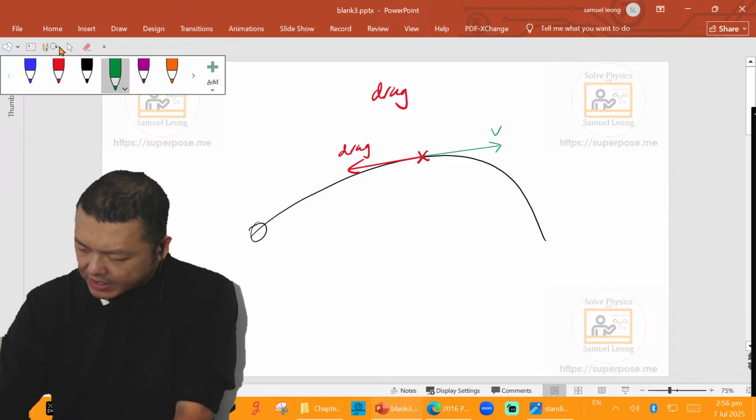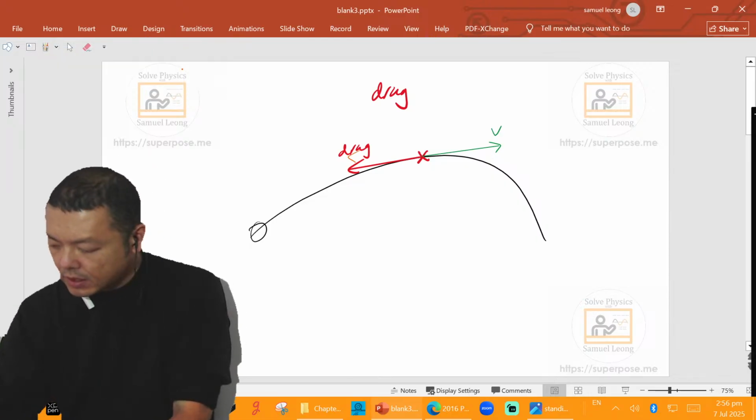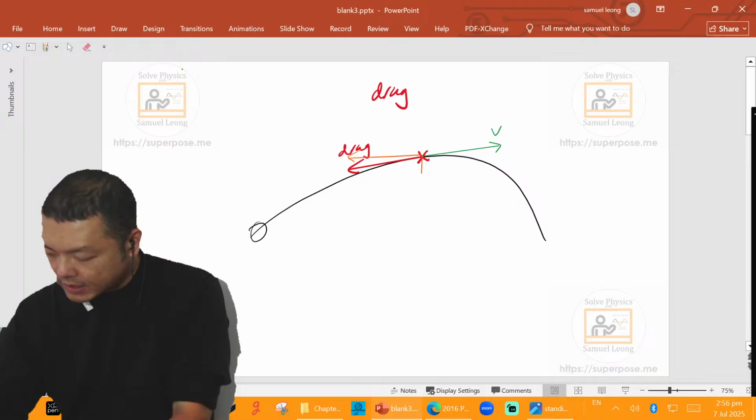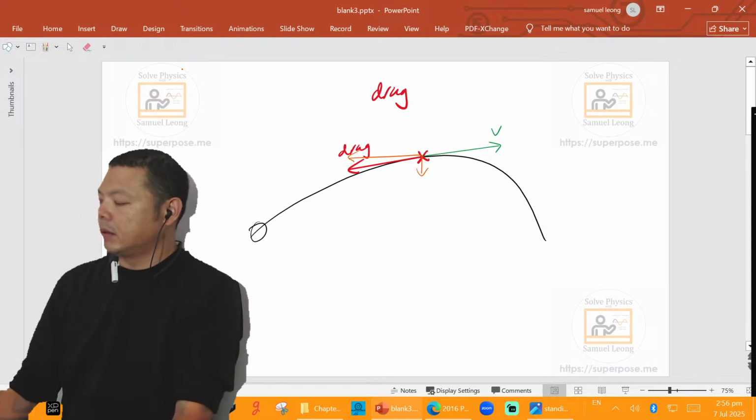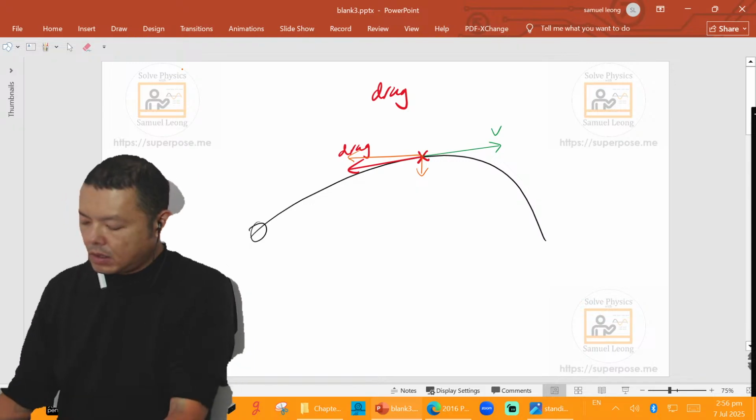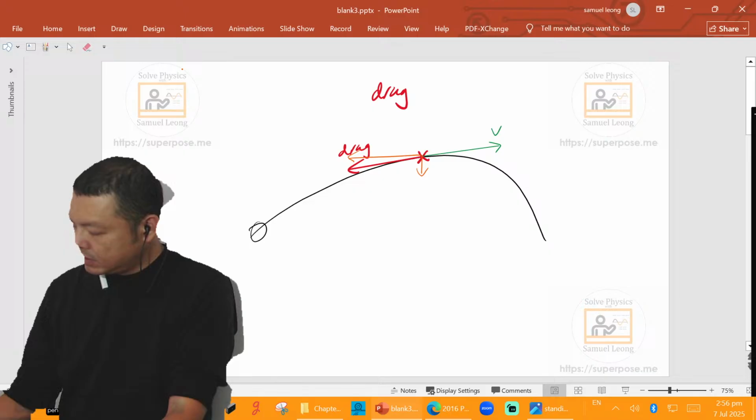But that would mean that the drag has two components. One is a backwards component, one is a downwards component. Yeah. Yep.